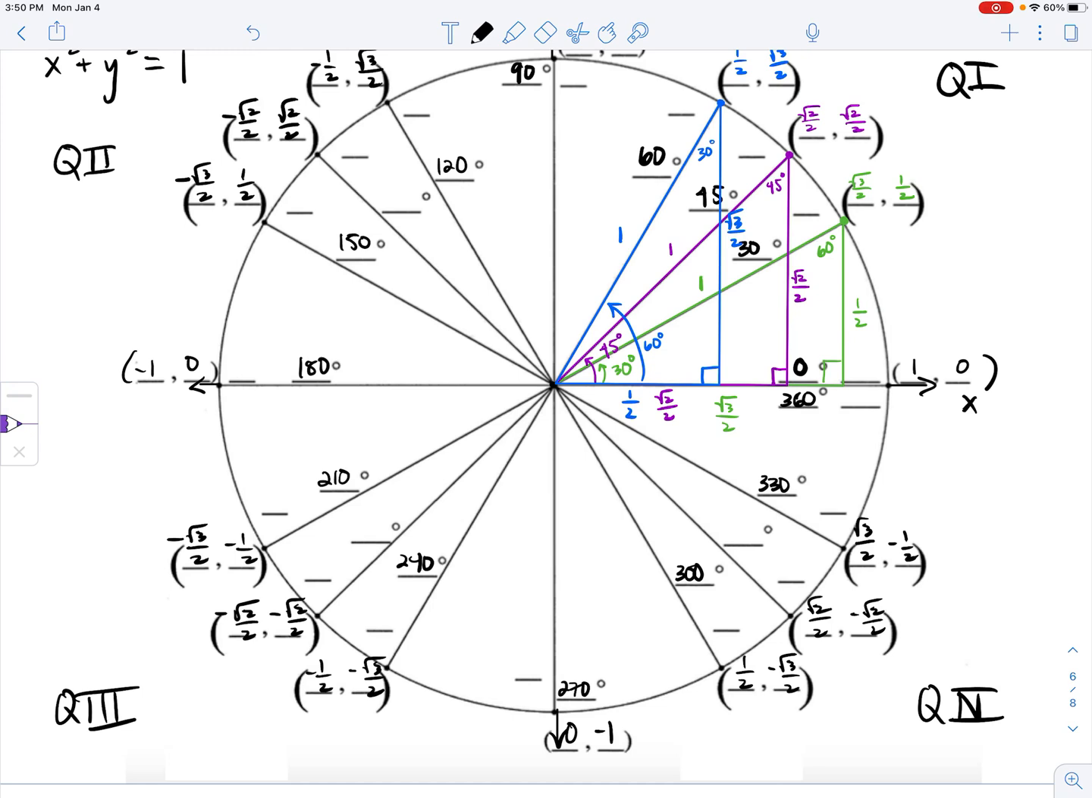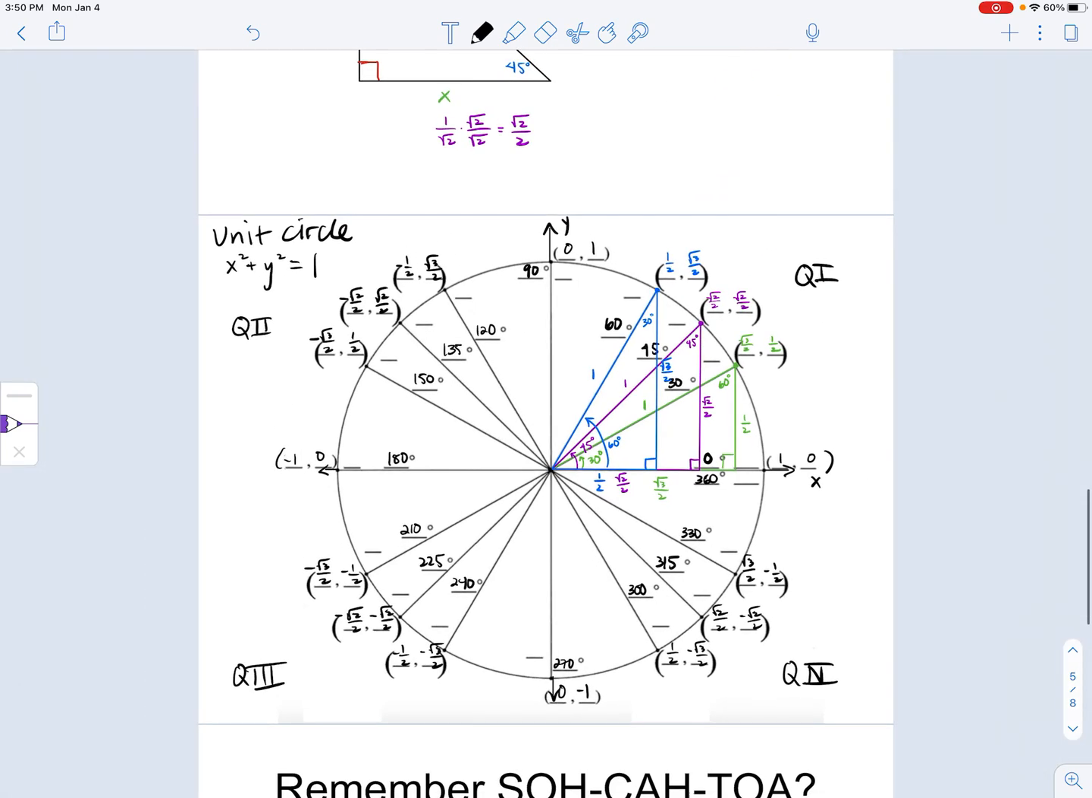So you can think 90 plus 45 degrees, or the difference between 30 and 45 degrees is 15, so you could just think about adding 15 degrees to like 120 degrees, which would be 135 degrees. This would be 225 and 315 degrees.